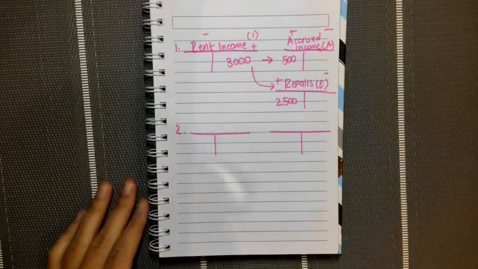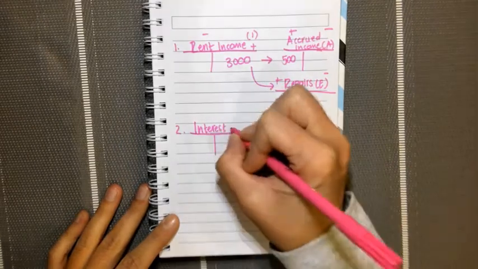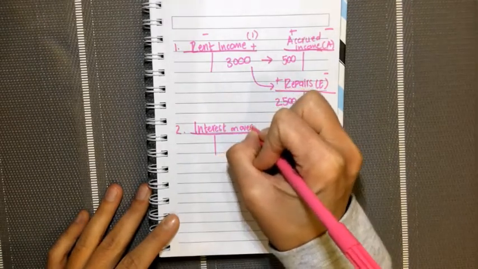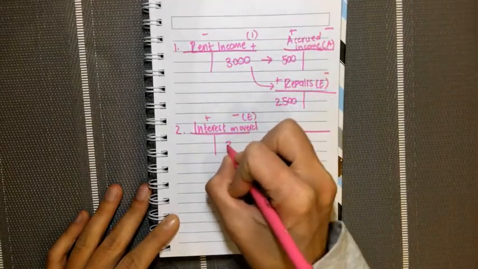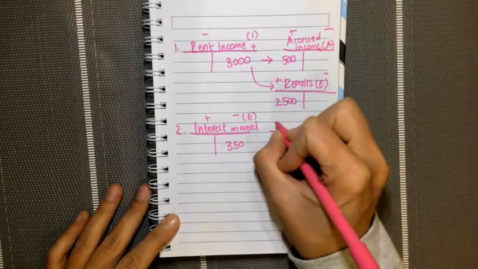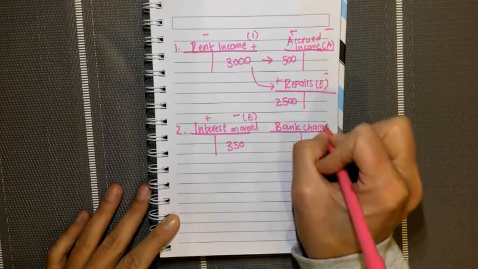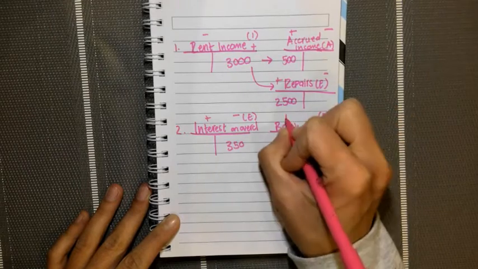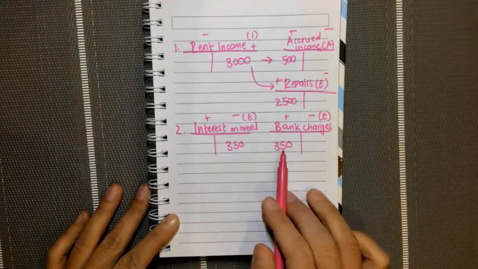Okay, so in this case, you want to take it out of interest on overdraft, which is an expense, 350 Rand. It shouldn't be there, and you want to put it into bank charges, which is also an expense, 350.